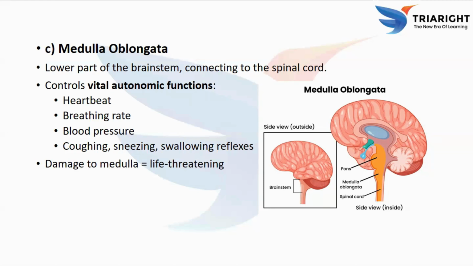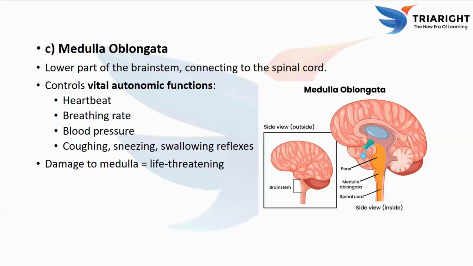So what are the main functions of the medulla oblongata? Heartbeat, breathing rate, blood pressure and reflex actions. Coming to the heartbeat, it regulates the rate and strength of the heart contractions. Breathing rate: it controls the rhythm and depth of breathing. When coming to blood pressure, it adjusts the blood vessel diameter to maintain the pressure. Reflex actions: it controls coughing, sneezing, vomiting and also swallowing.